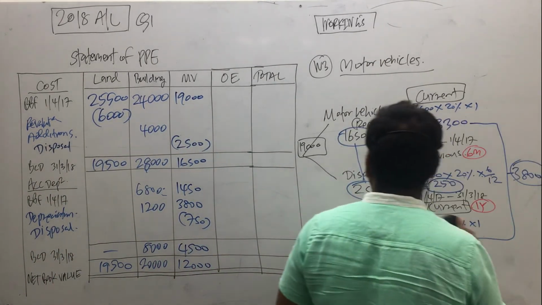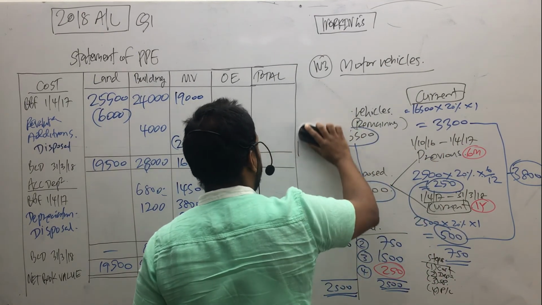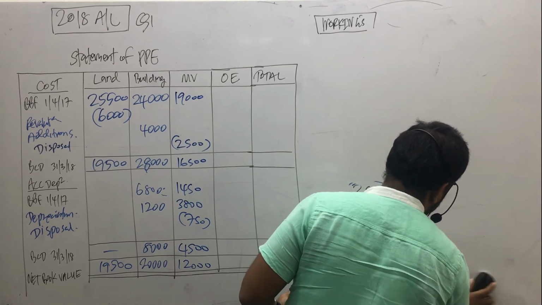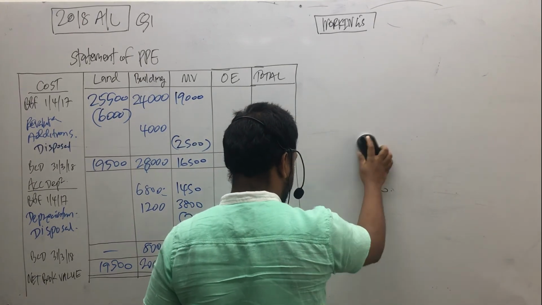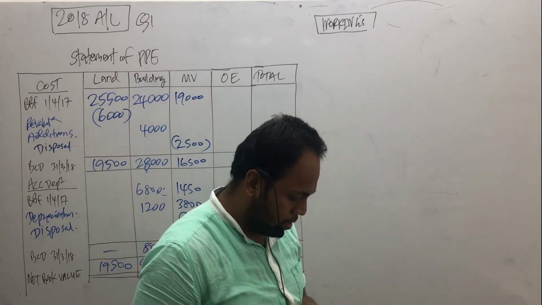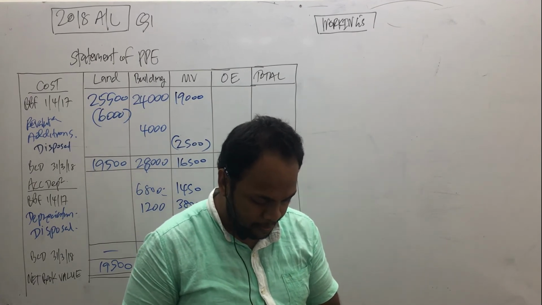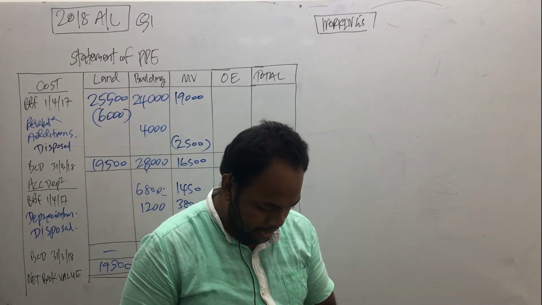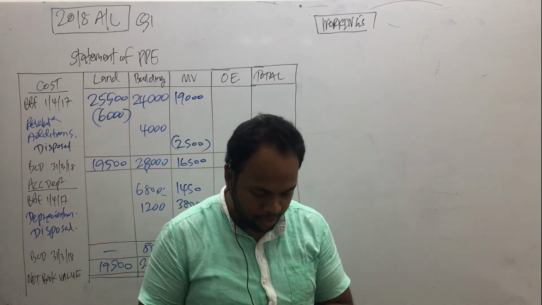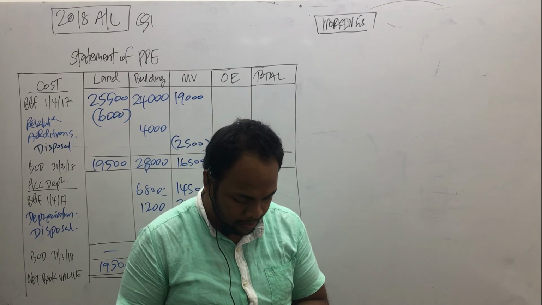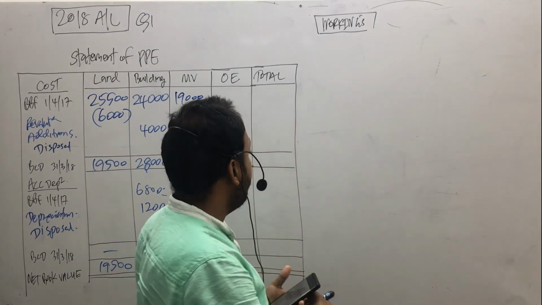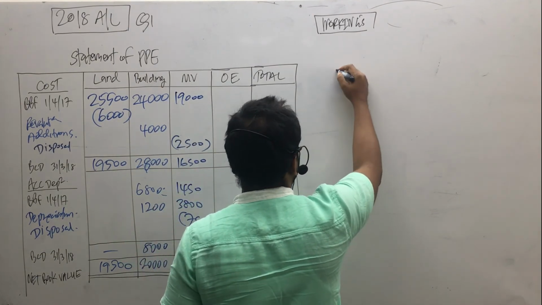Then let's move on to office equipment. So what do they say about office equipment? We had land, new building, motor vehicle. There were no other additions or disposals of property, plant and equipment during the year. So no other additions or disposals.